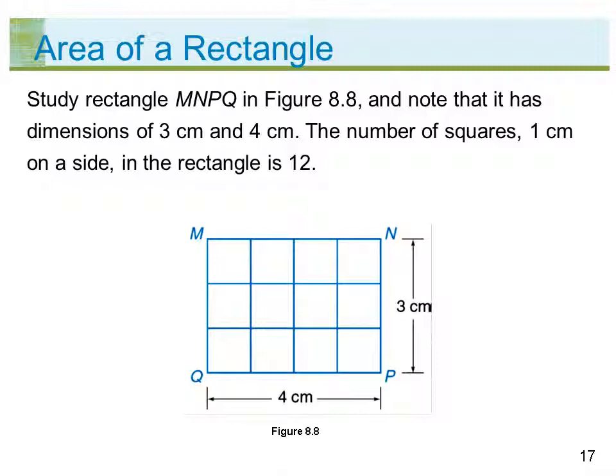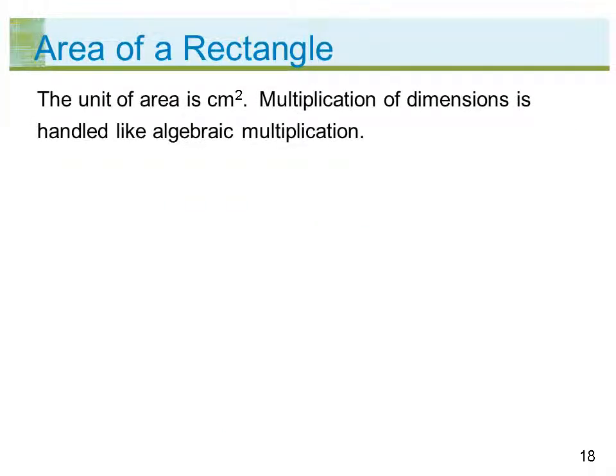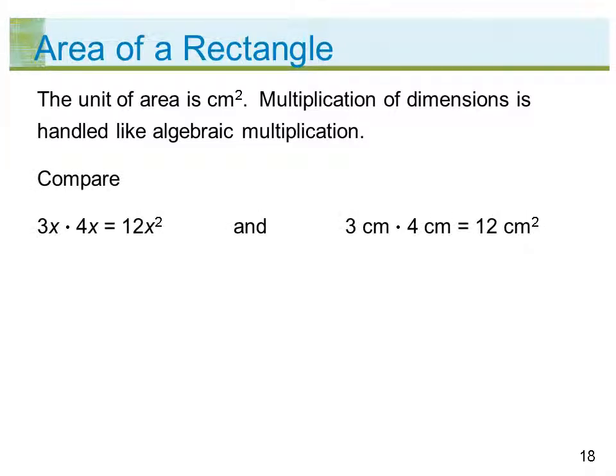Study rectangle MNPQ in Figure 8.8 and note that it has dimensions of 3 centimeters and 4 centimeters. The number of squares, 1 centimeter on a side, in the rectangle is 12. The unit of area is centimeters squared. Multiplication of dimensions is handled like algebraic multiplication. Compare 3x times 4x equals 12x squared and 3 centimeters times 4 centimeters equals 12 centimeters squared.